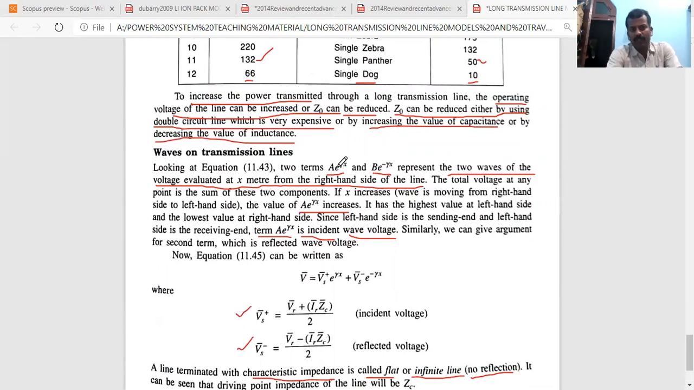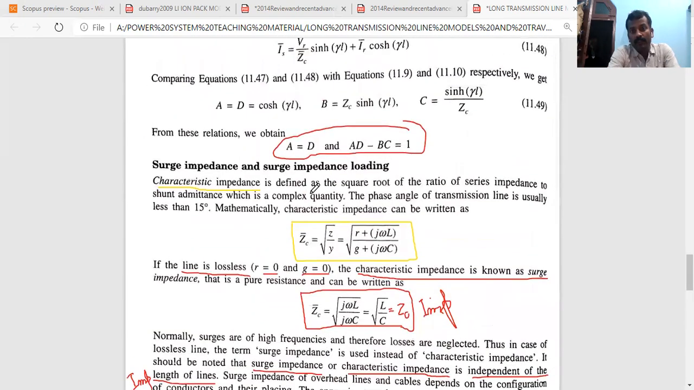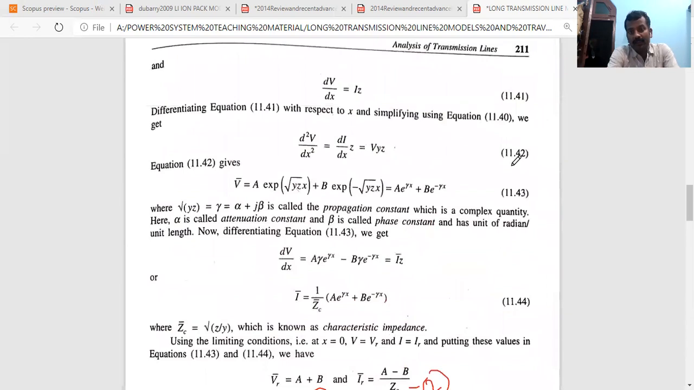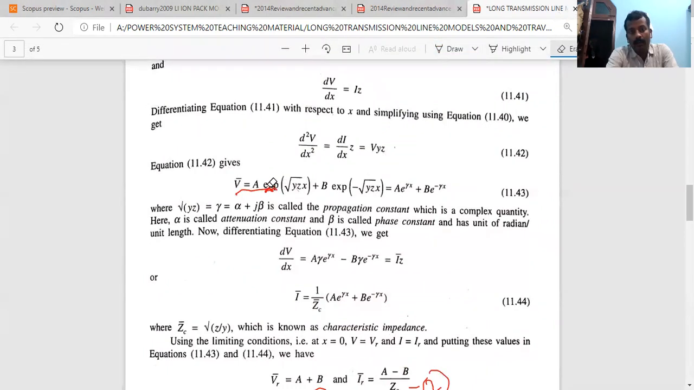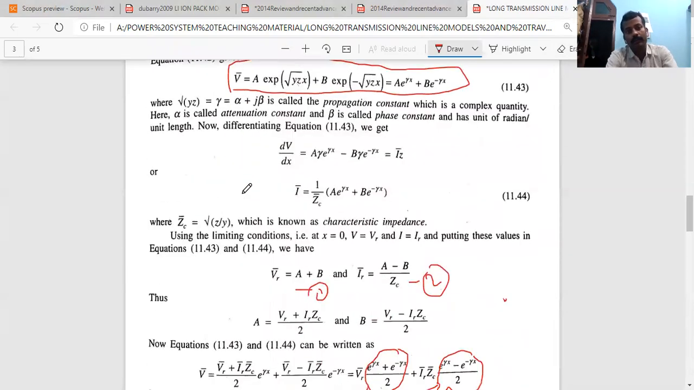Now, waves on the transmission line. Looking at equation 11.43, 11.43 means this one. I have already derived this. This is the wave equation for the transmission line, right?